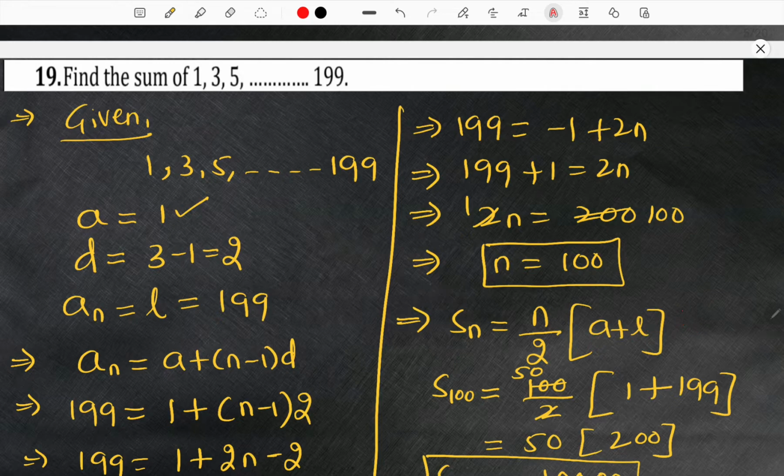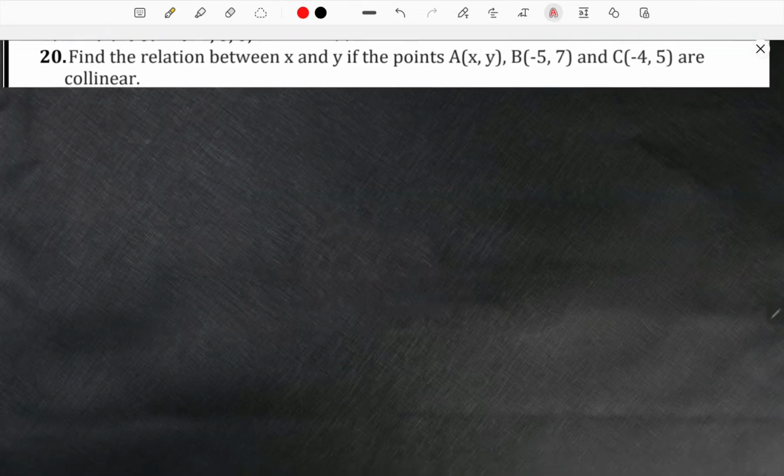You can use that also if you want. Alright, but as we had this last term, I have used this formula. Alright, so here is the 20th question.